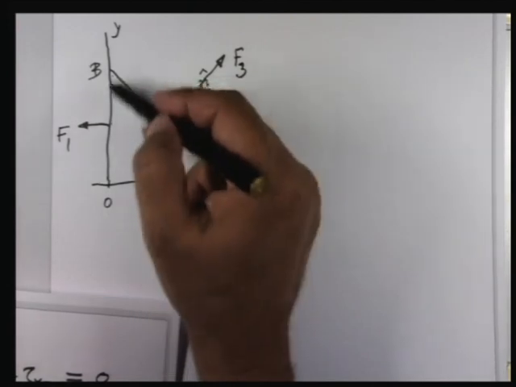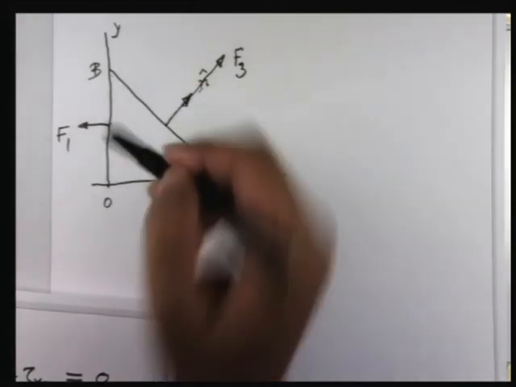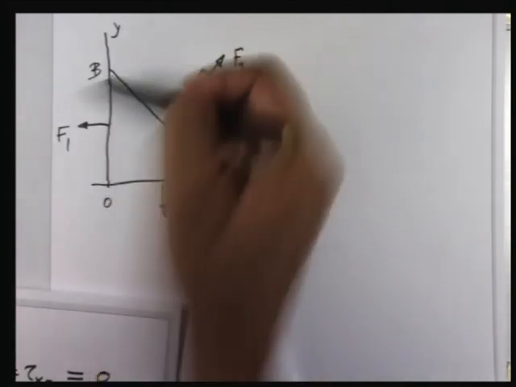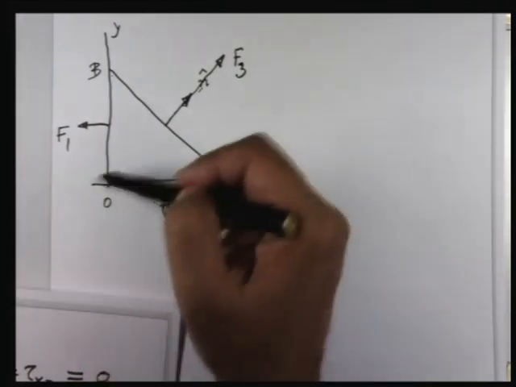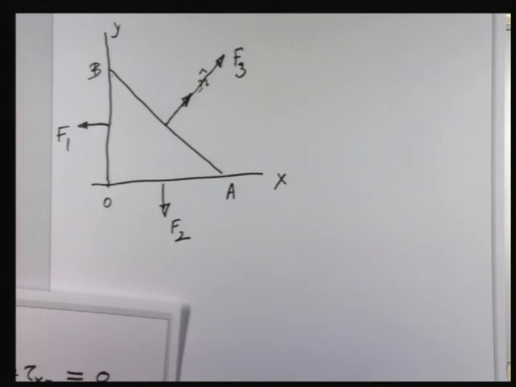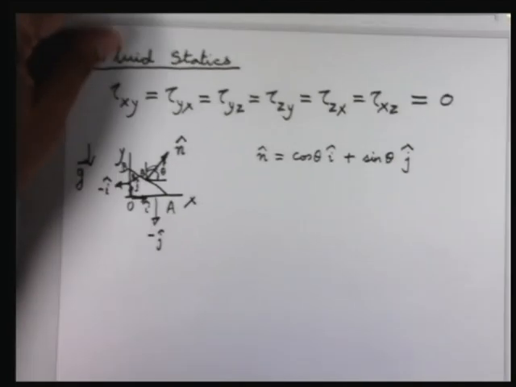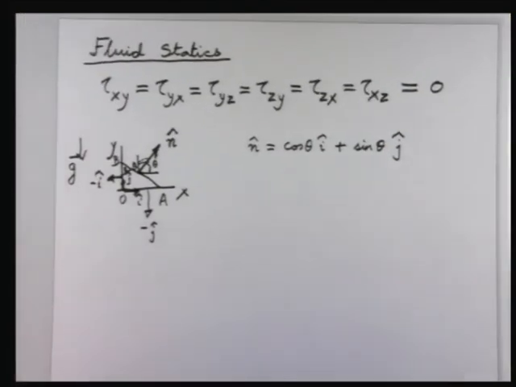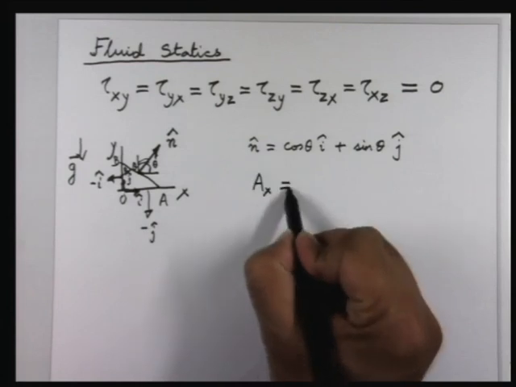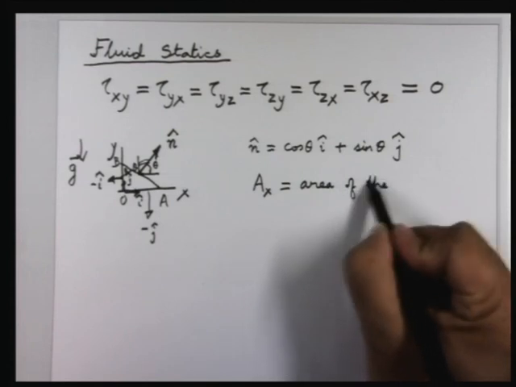Now, if this is a very small surface, the stress may be assumed to be uniform here, and then this F1 will be the normal stress on this surface times this area. If it is a large surface, the stress might vary, and then you have to integrate over the surface. Now, if I come back to the figure which I drew earlier, suppose I say Ax is the area of the surface which is perpendicular to the x direction.